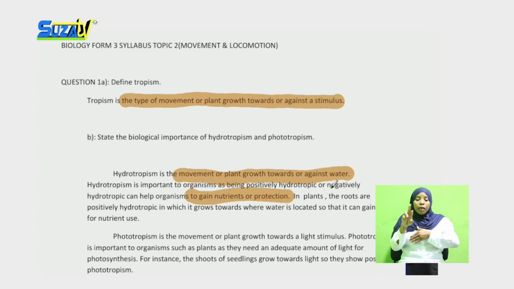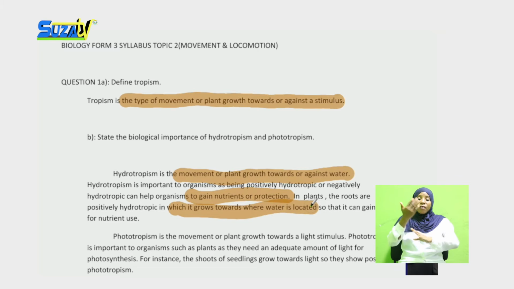For instance, in plants, the roots are positively hydrotropic, which means they grow towards where water is located so that they can gain water for nutrient use. So a plant root can grow towards a source of water, wherever it is. Or you can see in seedlings the radicle. The radicle grows towards water sources.